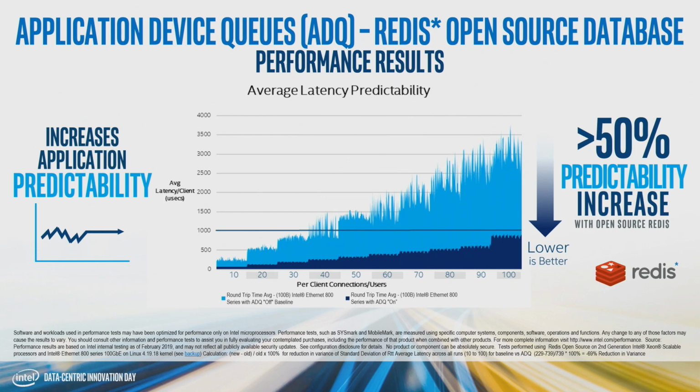The light blue is what you see when ADQ is not enabled, and the dark blue is when ADQ is enabled. As you can see, when ADQs are enabled on the device and Redis is running, you see a very consistent and predictable result. It's pretty flat relative to what you see otherwise, where you see a lot of jitter. That tells you the client is not getting a consistent result every time for the requests it's sending. What we're sharing today is that you're getting greater than 50% predictability increase with open source Redis.